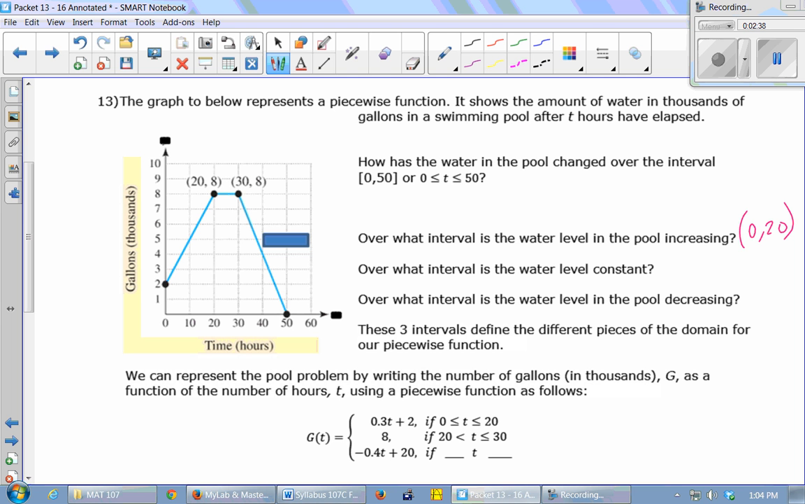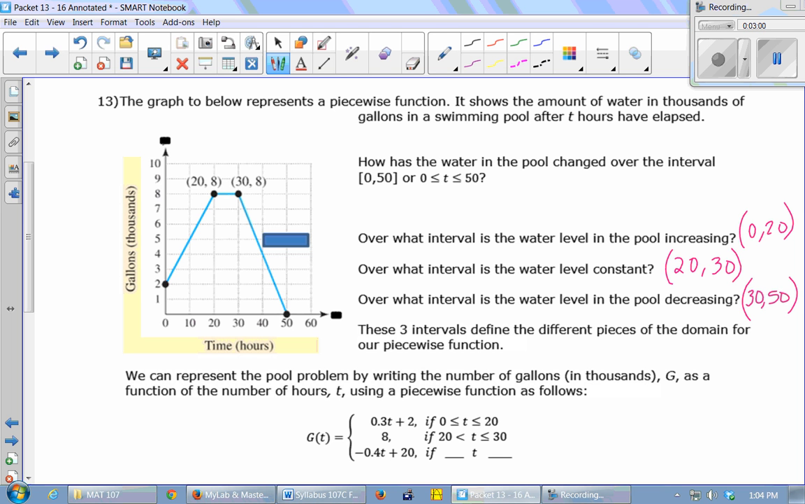20 to 30. Time 20 hours to time 30 hours, the level of water in the pool was constant. And then over what interval is the water level decreasing? 30 to 50. Hour 30 to hour 50, the water level is decreasing.